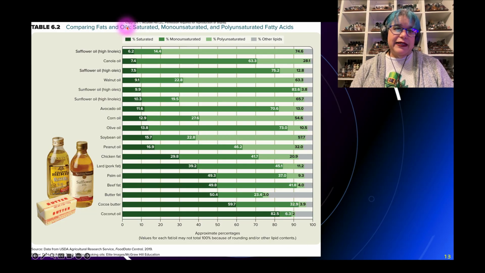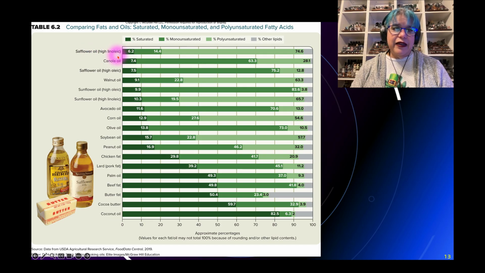So looking at saturated, monounsaturated, polyunsaturated, and then other lipids. Safflower oil has 14.4% monounsaturated, 74.6 polyunsaturated, and 6.2 saturated. I'll be honest, if you're going to have anything, you kind of want to have monounsaturated. Technically, it's better for your health. You'll see why later.